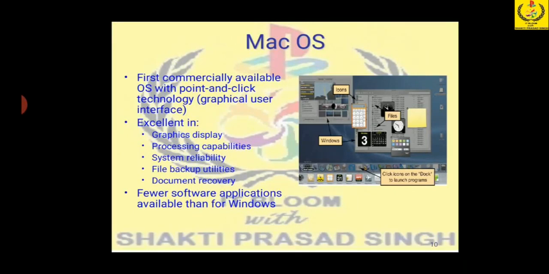Although the Apple Macintosh operating system and the Windows operating system are not compatible, they are similar in terms of functionality. Both are functionally the same but different. In 1984, the Macintosh operating system became the first commercially available operating system to incorporate the user-friendly point and click technology in a commercially affordable computer.